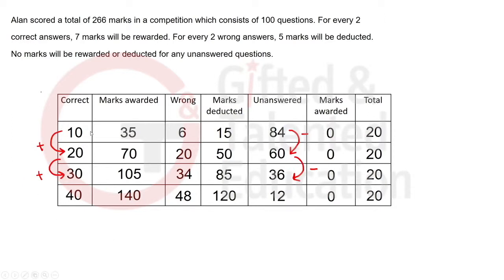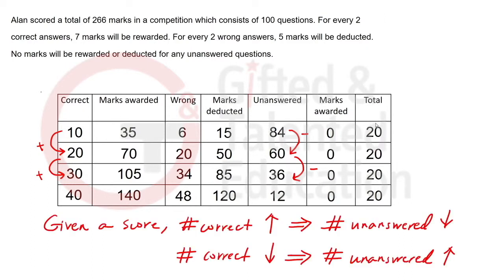For example, if we increase 20 to 30, there is an increase in the number of correct answers, but along with it comes a decrease in the number of unanswered questions and an increase in the number of questions answered wrongly while keeping the score constant. So from the table, we conclude that given a score, if the number of questions answered correctly increases, the number of unanswered questions would decrease, and if the number of questions answered correctly decreases, the number of unanswered questions would increase.